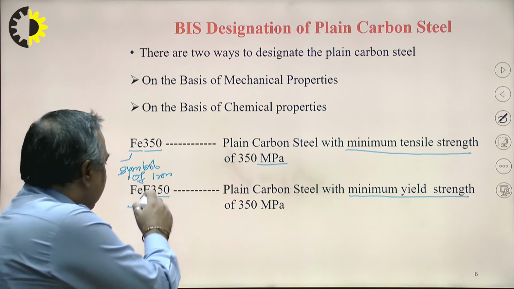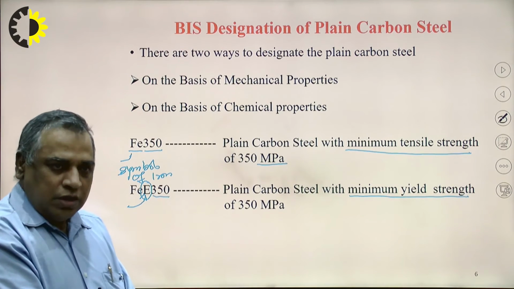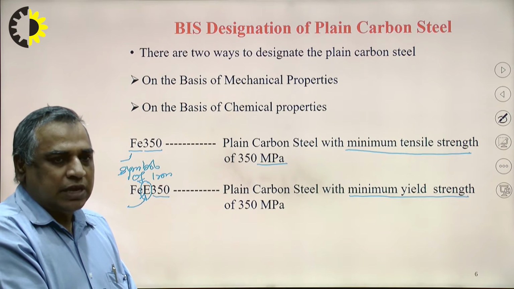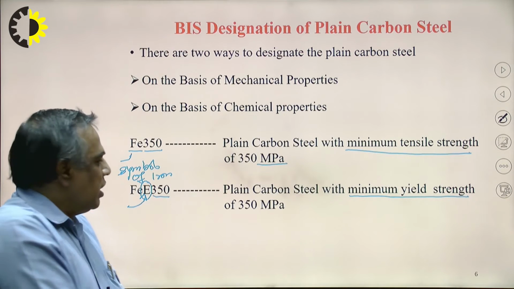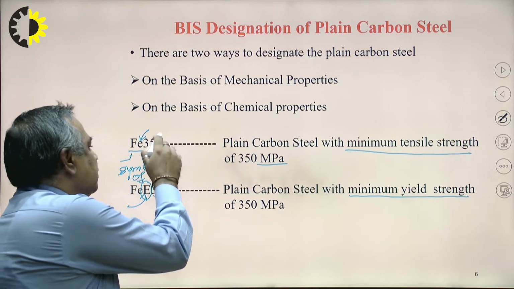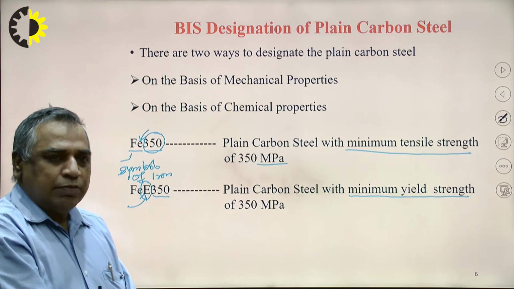With capital E, the following figure indicates the minimum yield strength of that plain carbon steel in megapascal. If it is without E, then this figure indicates the minimum tensile strength of that plain carbon steel in megapascal.